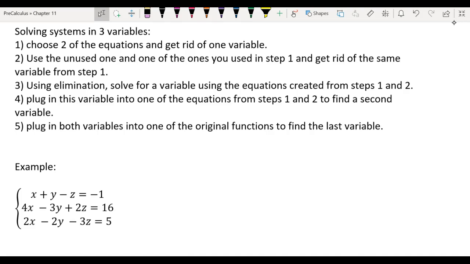Okay, so there's going to be a lot of elimination going on here. You have to do 3 eliminations to get one answer, and then work your way backwards to get some other ones. Okay, you may have never seen this before.